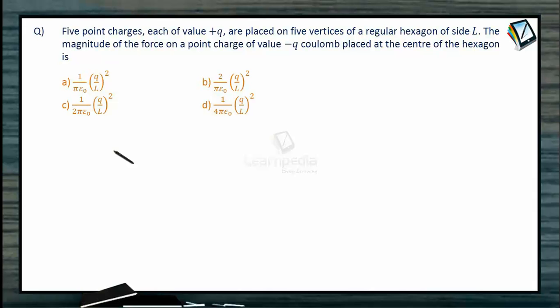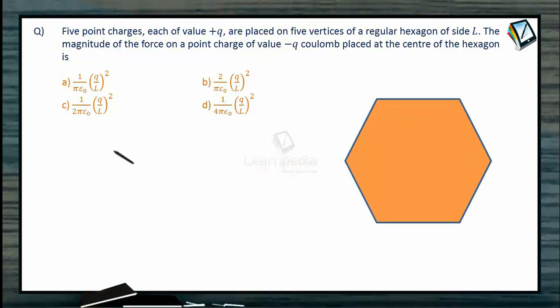There are 5 point charges, each of value plus q, placed on 5 vertices of a regular hexagon of side L. So there is a regular hexagon of side L and 5 point charges. That means one vertex is empty. So 5 point charges, each of value plus q, are placed on the 5 vertices of a regular hexagon of side L.